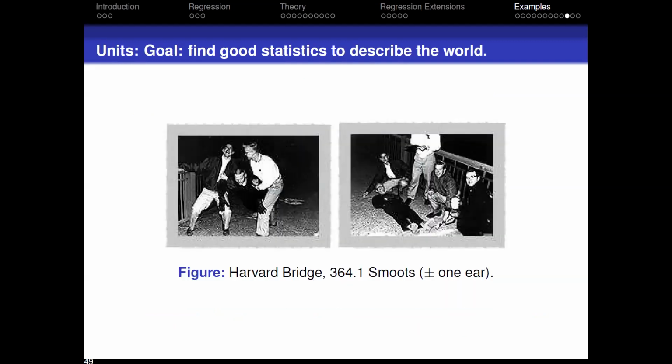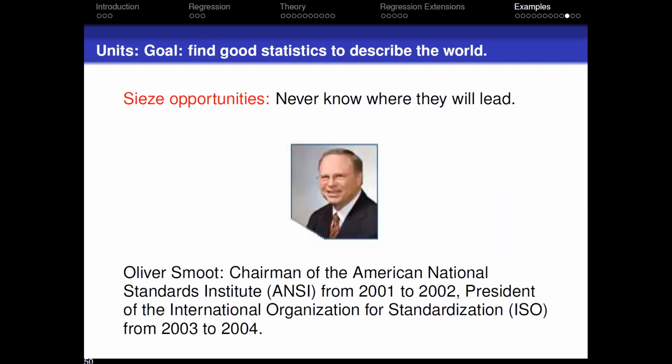The fraternity decided to see how many times it would take them to pick up little Smoot and move them all the way down. I love the fact that the uncertainty is 2 within an ear. And as I've remarked before, he ends up as the chairman of the American National Standards Institute. And the lesson is just don't miss an opportunity to seize an opportunity.